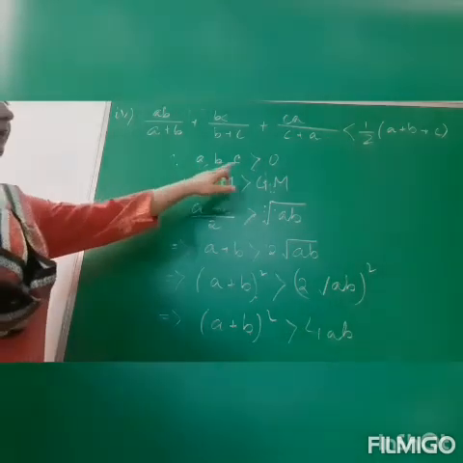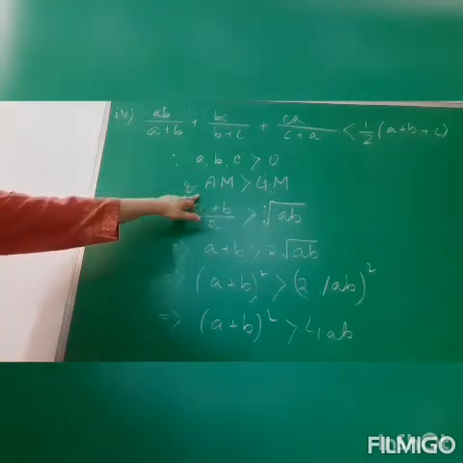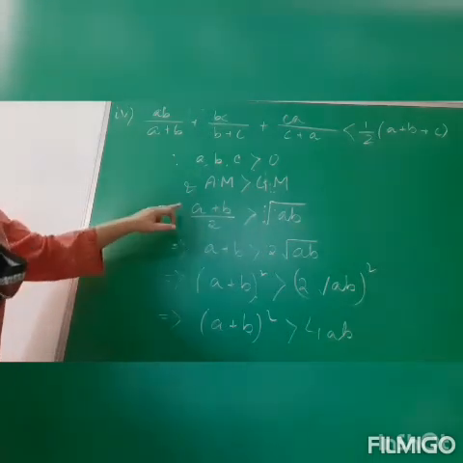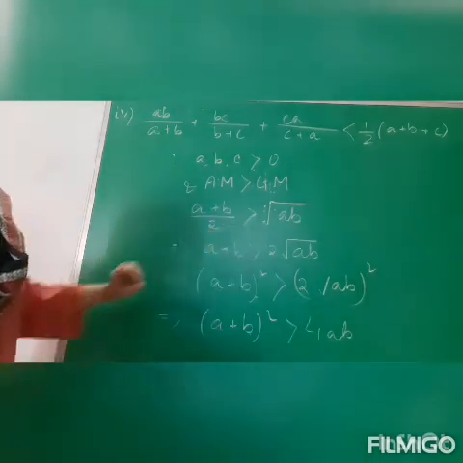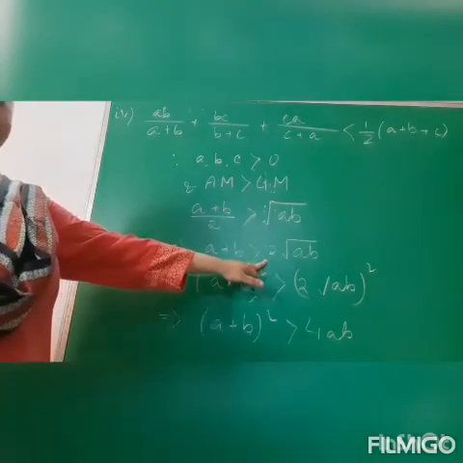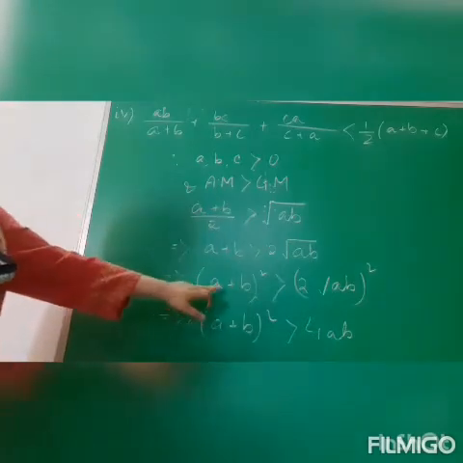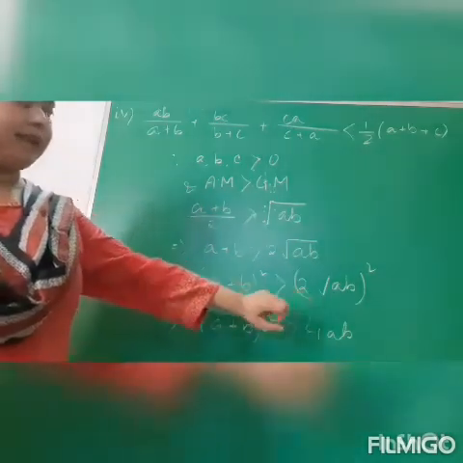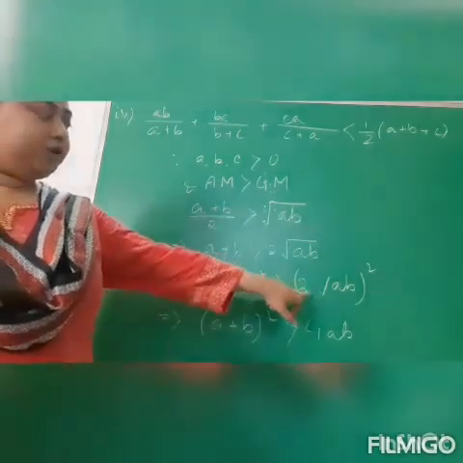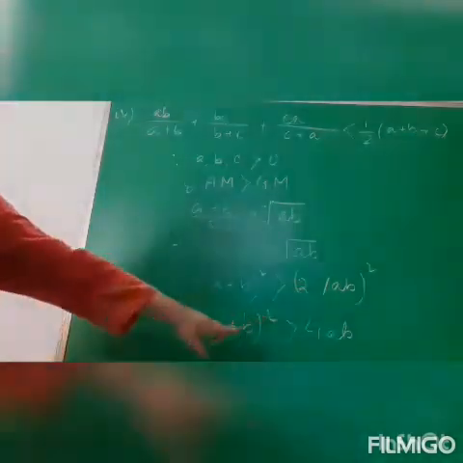Now again, a, b, c are greater than 0 and the arithmetic mean is greater than the geometric mean. So consider a and b. So (a plus b)/2 is greater than root ab. Again, a plus b is greater than twice root ab. So (a plus b) whole square is greater than (2 root ab) whole square, that means 4ab.